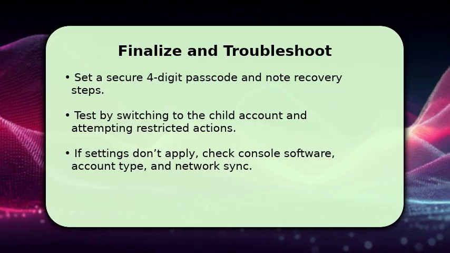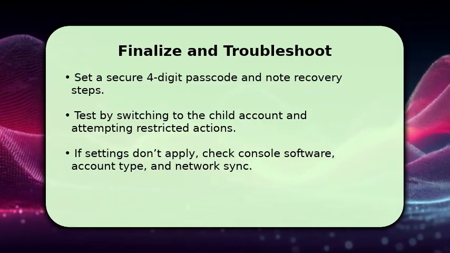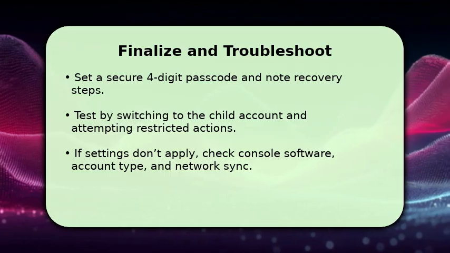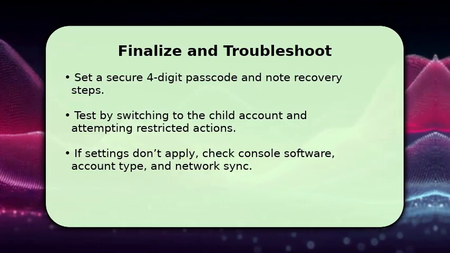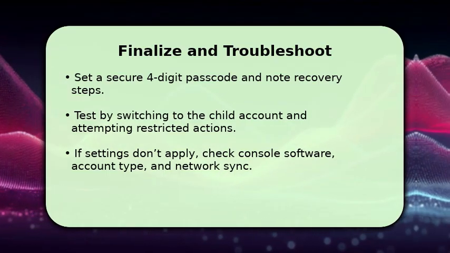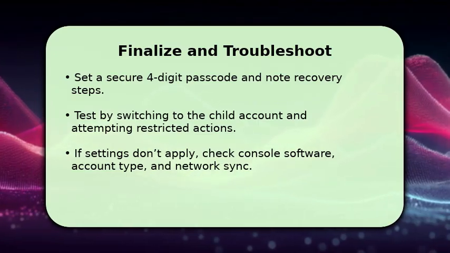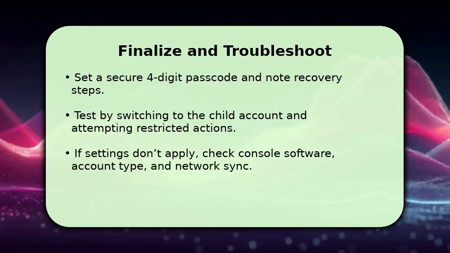Finish by creating a strong 4-digit passcode and confirming the family organizer settings. You need that passcode to change or bypass rules later. Sign into the child account and try launching a blocked game or making a purchase to verify restrictions take effect.